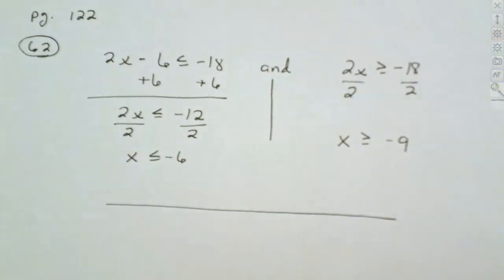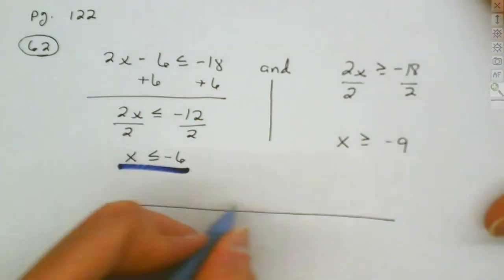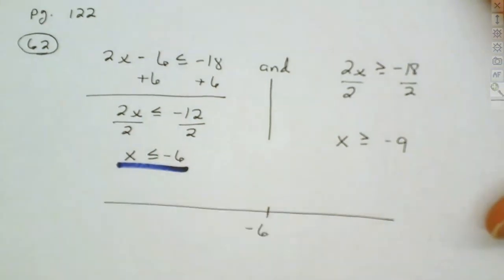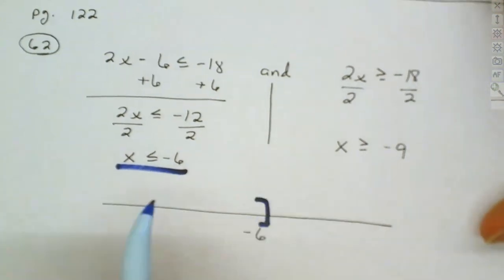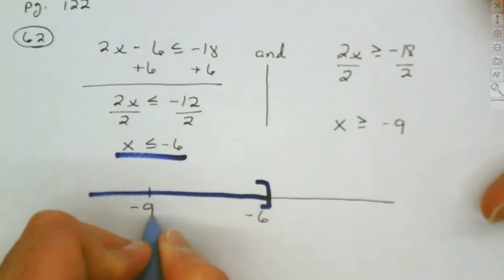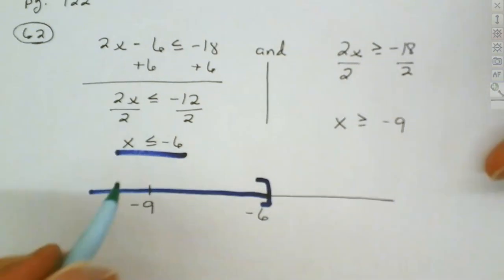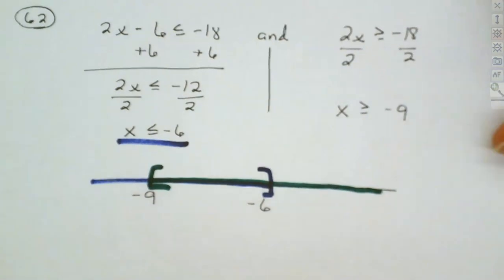So we're going to graph these out, and we're going to look at what they have in common, where they overlap. So this first one is x is less than or equal to a negative 6. So the negative 6, we'll put that over here somewhere, and it is pointing to the left, so that is where we shade with the square bracket back to the left, just like that. What about the other one? Negative 9 is here, and this one is pointing to the right, so we use a square bracket, and it's going there. Now, what's in between them?